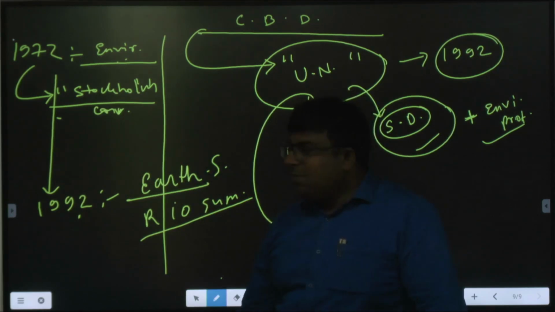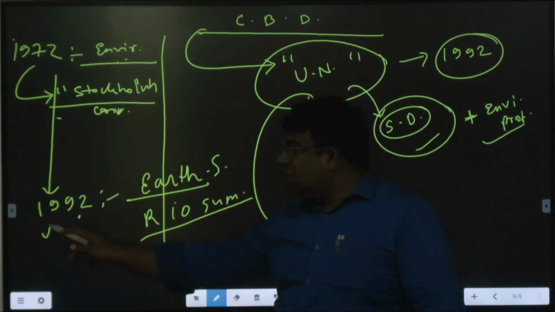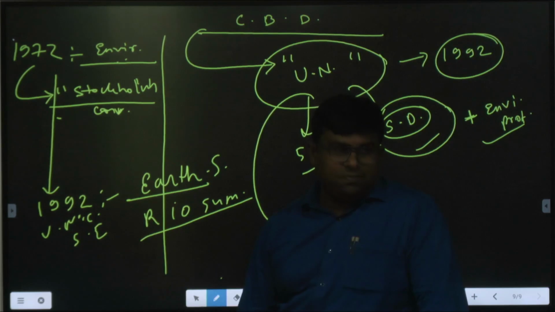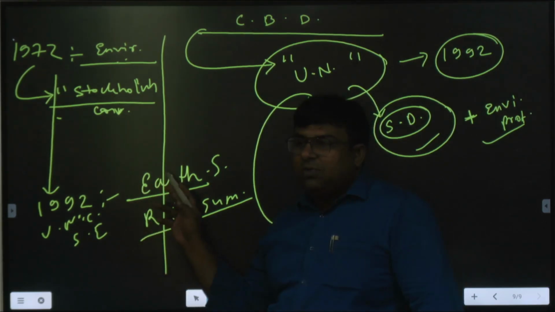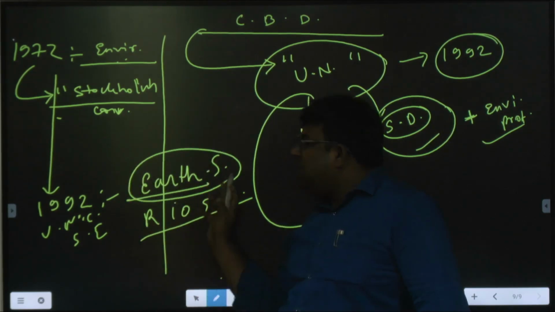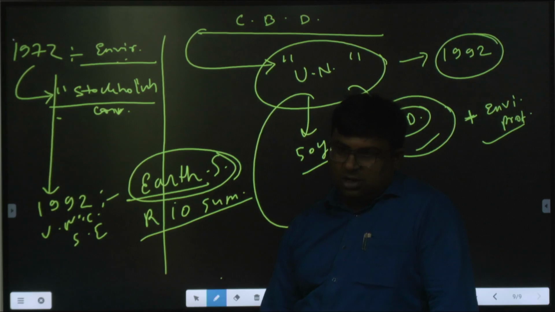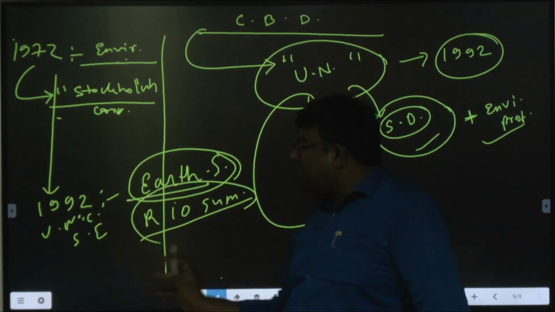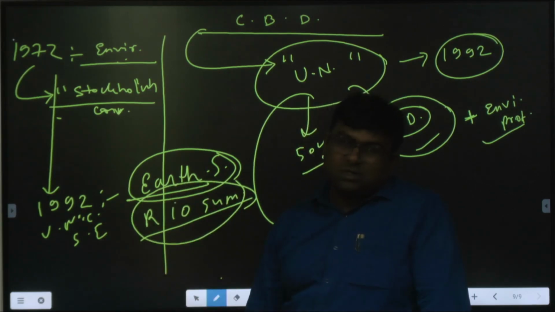Either of these two names were not the actual name of that convention, which was organized by United Nations in 1992 on the subject of environment protection. The actual name of that convention was United Nations Convention on Sustainable Environment. It was the name. But since more than 190 countries participated, that's why this casual name became popular, Earth Summit. And since it was organized in Rio de Janeiro, that's why this second casual name became popular, Rio Summit.